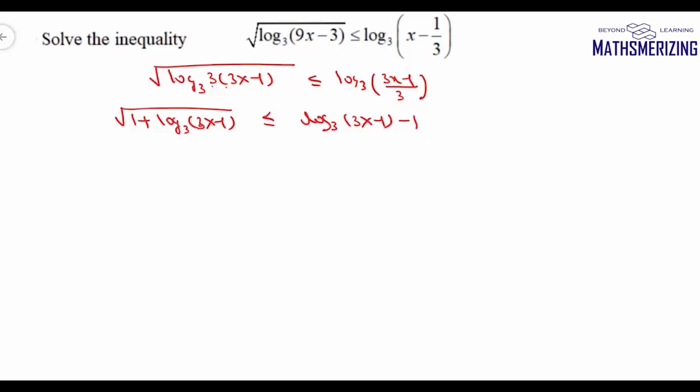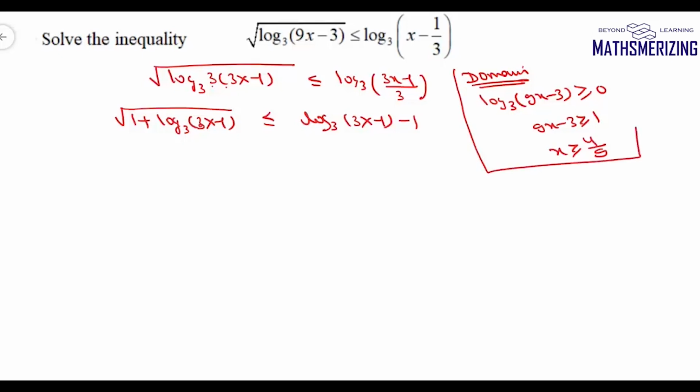Now before solving this question, we need to discuss the domain of this function also. So in order to find the domain, what I'll do is I'll write log 9x minus 3, and this value should be greater than or equal to 0. So if I take antilog, I'll write 9x minus 3 is greater than or equal to 1. So x is greater than or equal to 4 by 9. So that is the restriction of its domain.